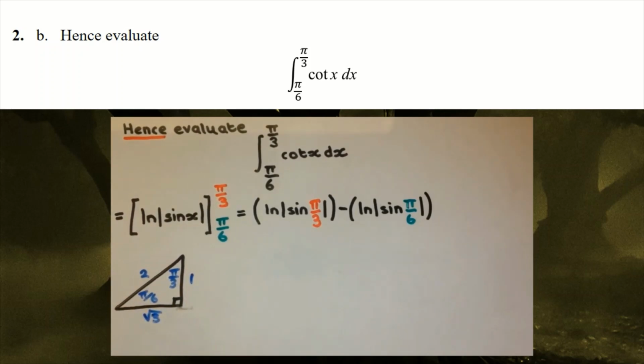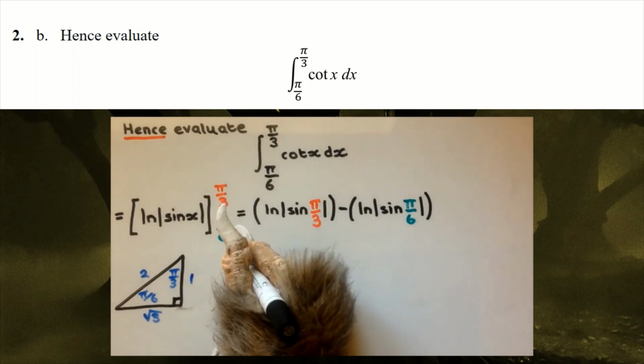So we can see clearly now that the sine of pi over 3 is going to be opposite over hypotenuse, so that's going to be root 3 over 2, and the sine of pi over 6 is going to be opposite over hypotenuse, 1/2. So nice little tool there. Let's continue with the question.